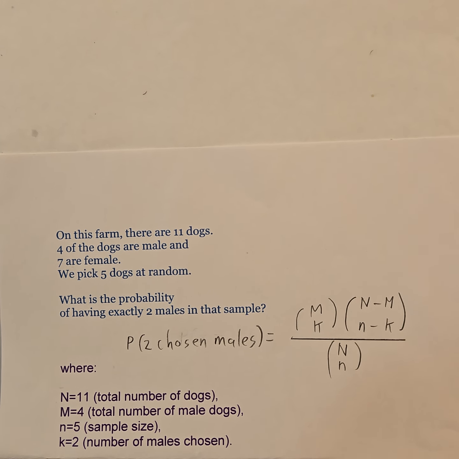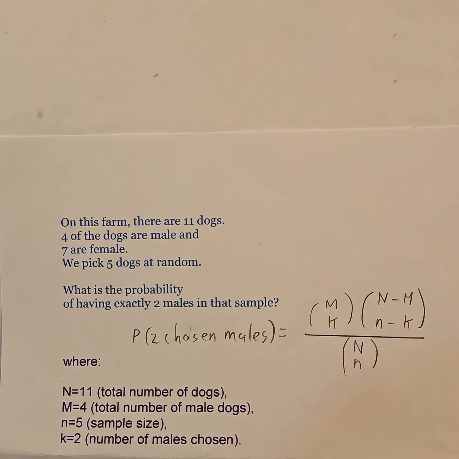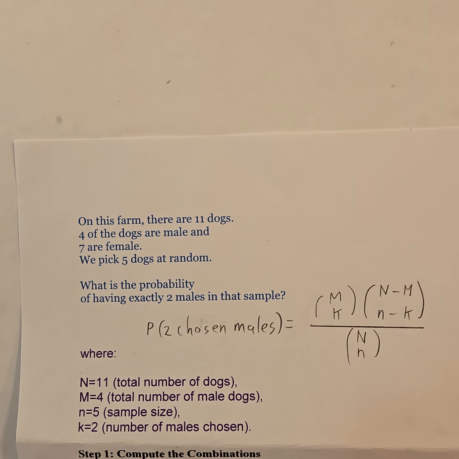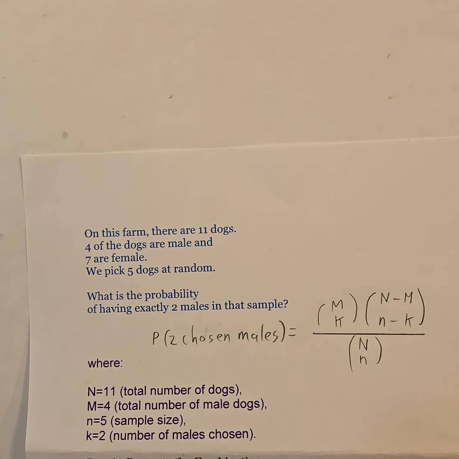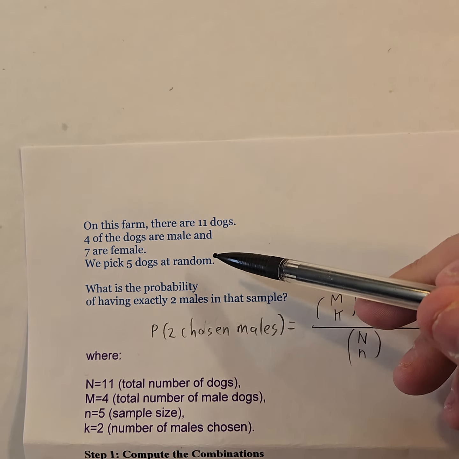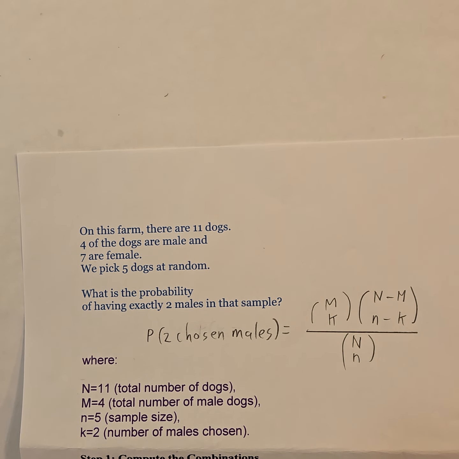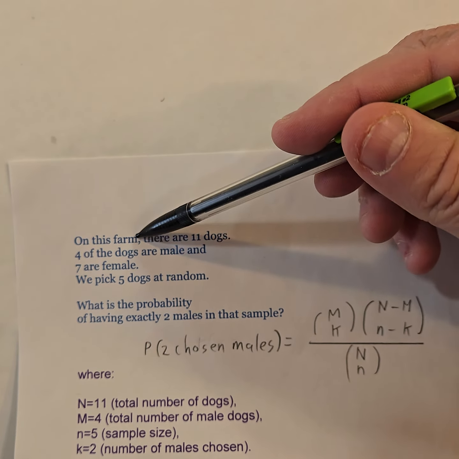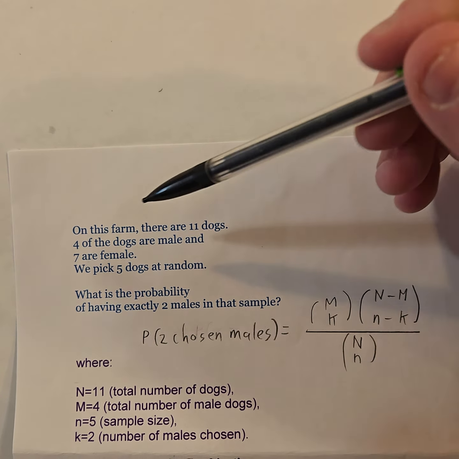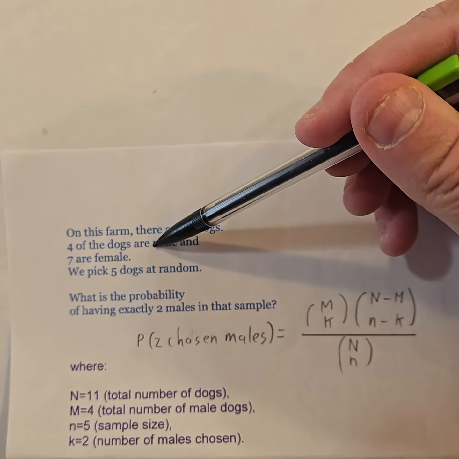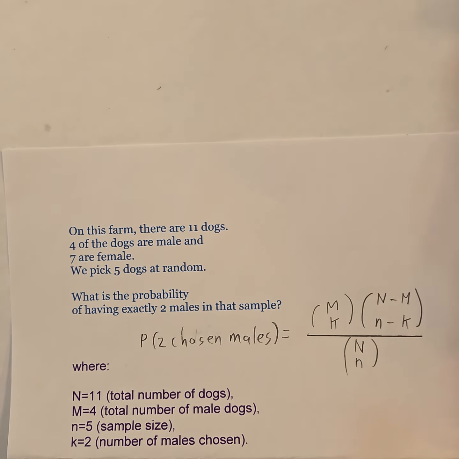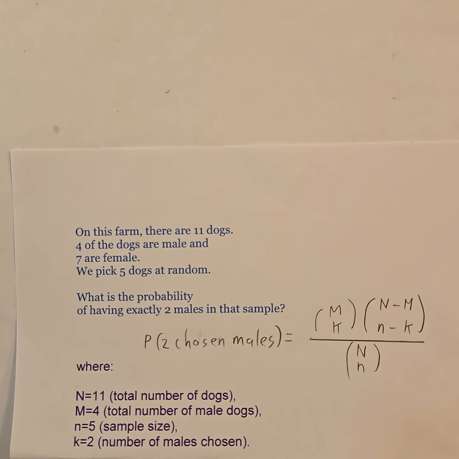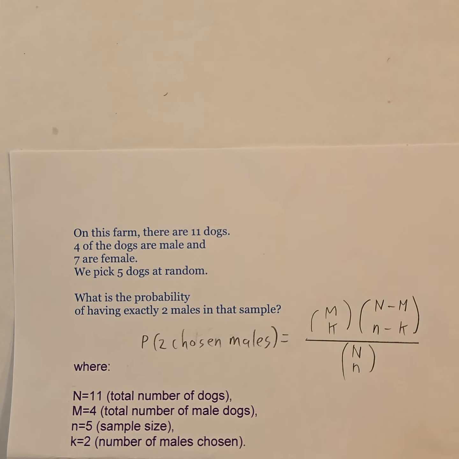Hi everyone, welcome back. This is arguably part 3 of my videos on what's called the hypergeometric formula. And I've made up another question to show how I can work with different numbers. In this question, we have a farm with 11 dogs. 4 of them are male and 7 are female. We pick 5 dogs at random. That's important. We're not specifically choosing which ones.